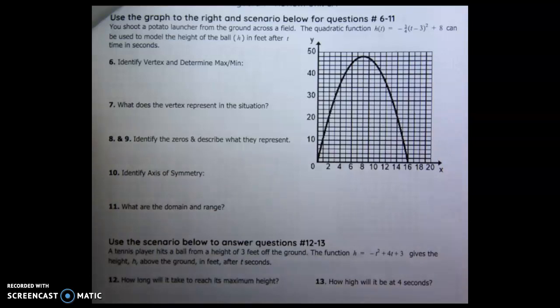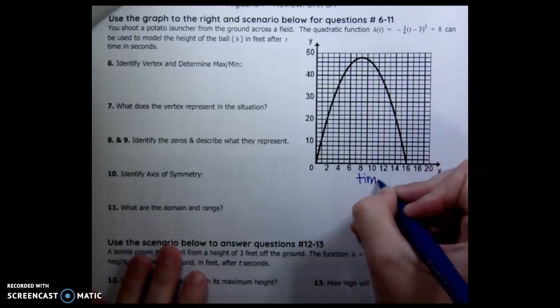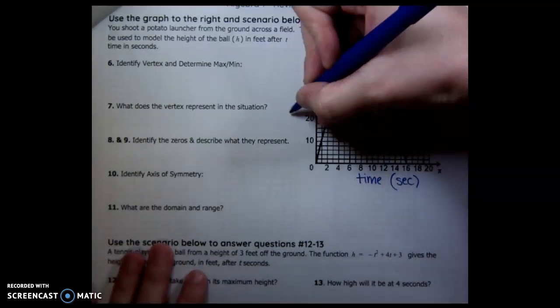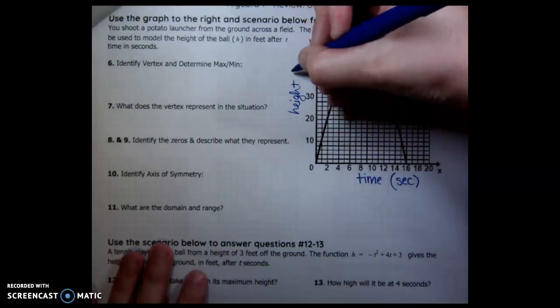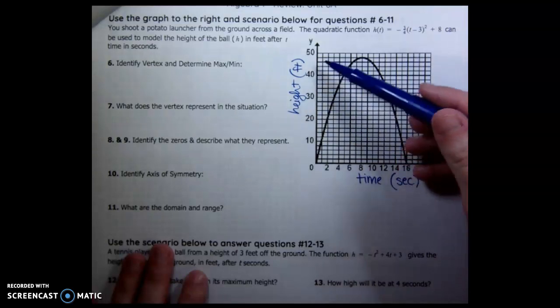The first thing I want to do is label my axes. So time is usually the x value, and it's in seconds. And this is height in feet, and I want to point out that this is counting by twos.